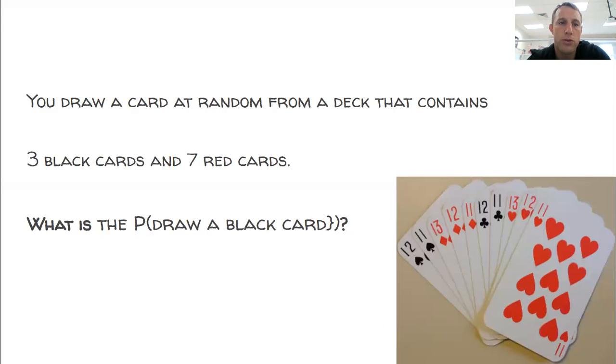So here's a good question. You draw a card at random from a deck that contains 3 black cards and 7 red cards. What is the probability you draw a black card? Okay, so I need to think, how many total cards do I have again? Okay, well, let's say I have 3 plus 7, that's 10. So the bottom number, the denominator, is 10. I always like to work in probability, I like to work total, and then I try to think, how many black cards are there that I could pull? And that is going to be 3. So I do 3 over 10, and that would be 3/10. And that's what we're doing this week.